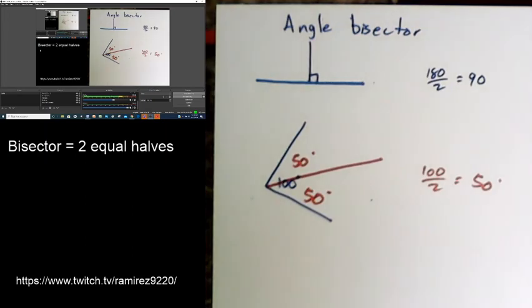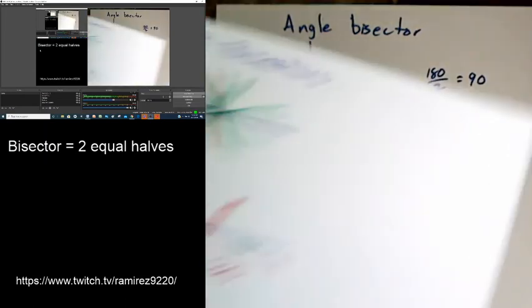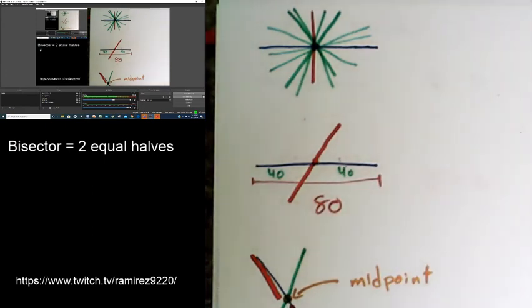Pretty straightforward, guys. Again, angle bisectors, you cut whatever angle you had originally in half. Segment bisectors, you cut whatever distance you originally had in half. It's that simple, guys.